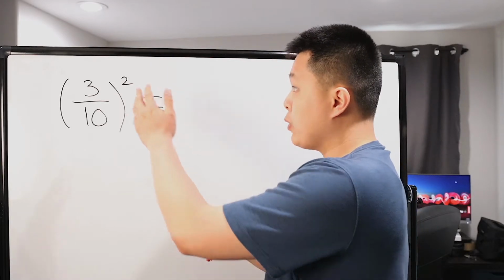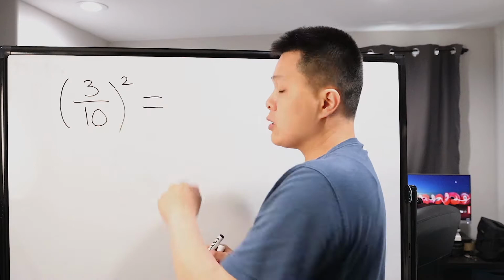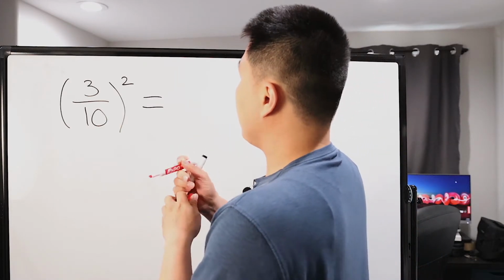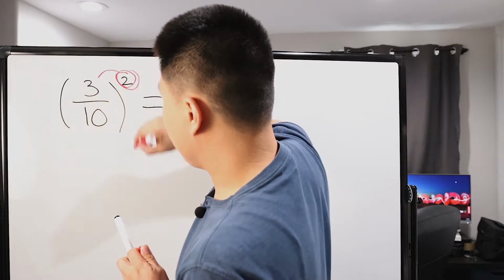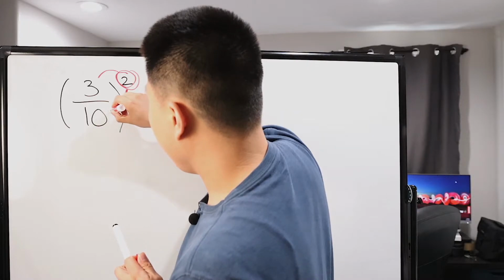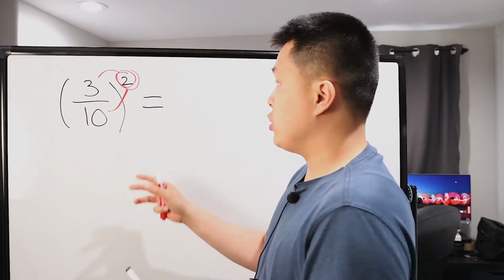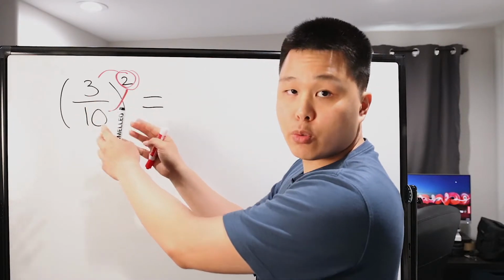So for this problem, we have 3 over 10 on the inside of the parentheses with the exponent of 2 on the outside. So what we're going to do is get the exponent and distribute it into the top, the numerator, and the denominator. Because once again, this is just multiplication. When it says square in this case, you're just getting 3 over 10 times 3 over 10.